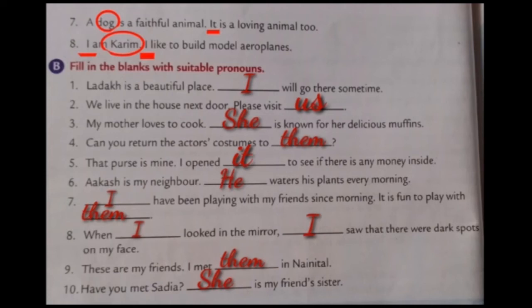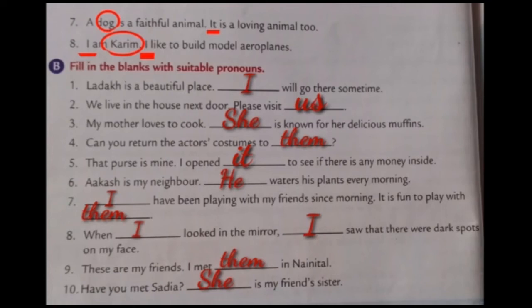Second one, we live in the house next door. Please visit us. I repeat, we live in the house next door. Please visit us. Here the answer is us. Third one, my mother loves to cook. She is known for her delicious muffins. I repeat, my mother loves to cook. She is known for her delicious muffins. Here the answer is she.